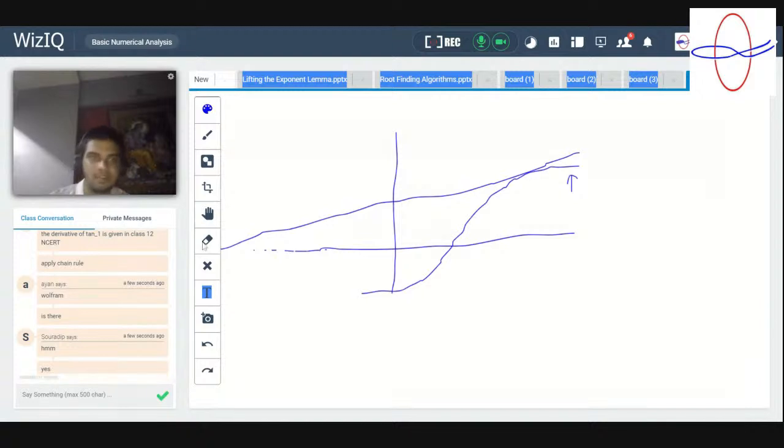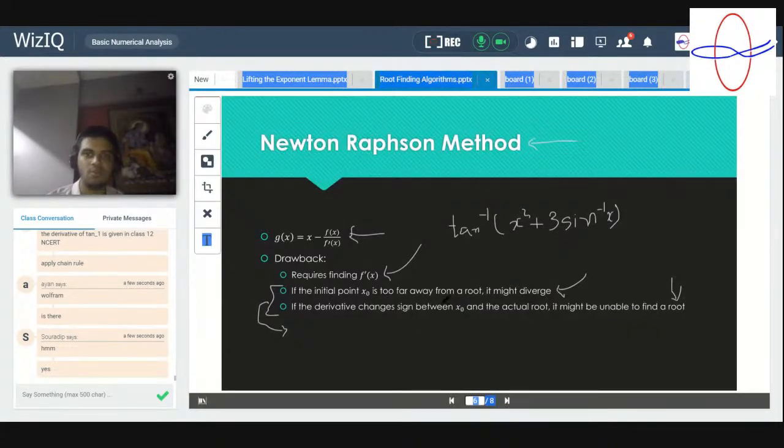And of course, from this you can understand what happens if you take a point which is after an extremum, or at any point which is parallel, or at any point where the derivative changes sign, because then you'll be completely lost. It diverges extremely quickly. Those are the two known drawbacks that it has.